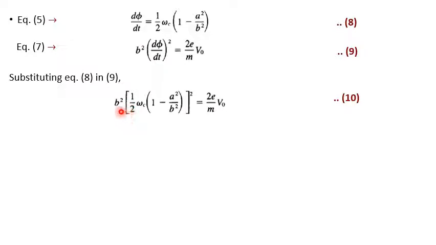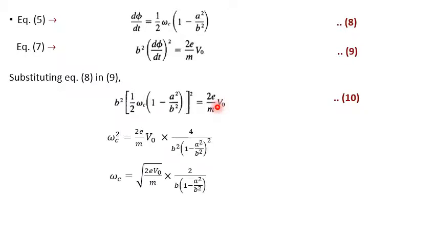you will get b square into 1 by 2 omega c into 1 minus a square by b square the whole square is equal to 2e by m into v naught. So by just rearranging the terms, you get an expression for the cyclotron angular frequency omega c, where omega c is given by square root of 2e v naught by m into 2 divided by b into 1 minus a square by b square.